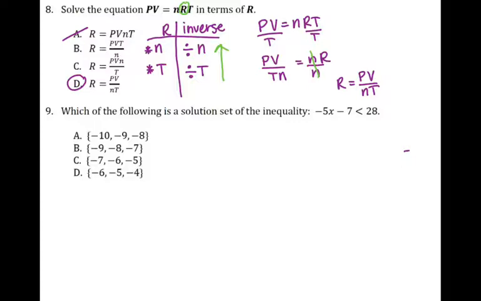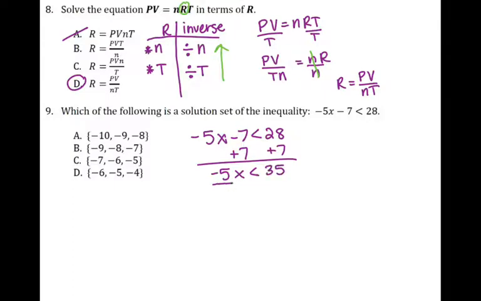Okay, number 9. So number 9, we are venturing into inequalities. When you're solving an inequality, it is very similar to solving a regular old equation. So I'm going to start with the same process. I'm going to add 7 to both sides. That gives me negative 5x is less than 35. And I'm going to divide both sides by negative 5.